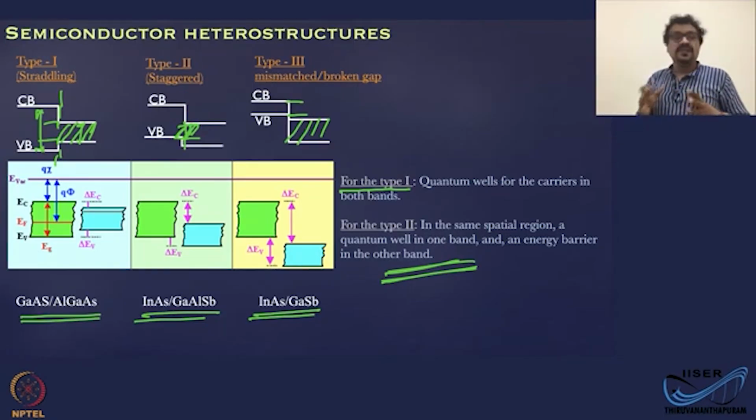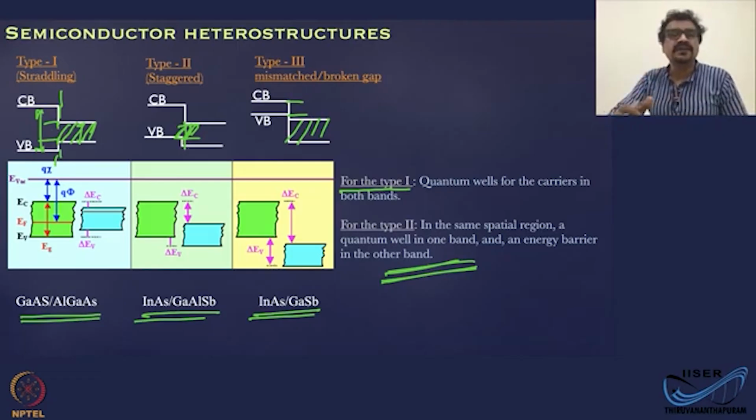Again, whether you will get a well or a barrier, or where the carriers end up, all these depend on details of the doping and the other fine parameters of the interface, which is not a topic of discussion for this slide. But what I'm trying to say is broadly there are three kinds of heterostructure.